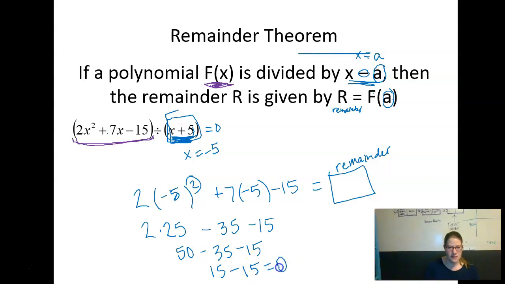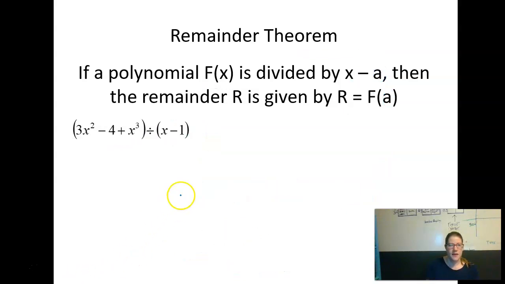So in this case, our remainder is 0. Okay, there is no remainder. So what that tells me is that x plus 5 goes evenly into 2x squared plus 7x minus 15. So if I get a 0 there, that means there is no remainder. It would go evenly in. Okay, let's try another one.